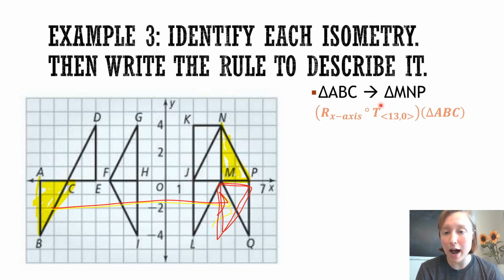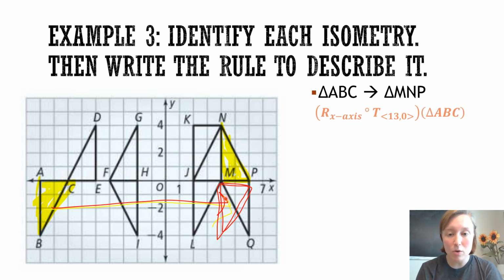So take a look here. I have my translate 13 comma 0, and then I have my reflect over the x-axis, and just for good measure I have my triangle ABC. Technically, we could probably do without the ABC, but especially because we have so many shapes here, it just makes it really clear that I'm doing all these things to triangle ABC. And we could even throw on the end there equals triangle MNP, right? That's what we're trying to get to at the end of our glide reflection here.